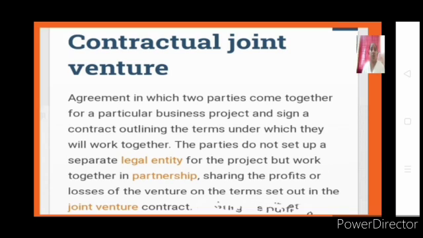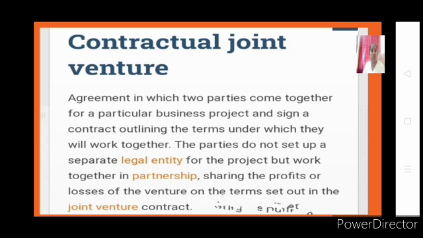Now you have the contractual joint venture. You can see here, it is an agreement in which two parties come together for a particular business project and sign a contract outlining the terms under which they will work together, just as an agreement. The parties do not set up a separate legal entity for the project but work together in partnership, sharing the profits or loss of the joint venture on the terms set out in the joint venture contract. So the terms, please remember here. Contractual joint venture, it is CJV.